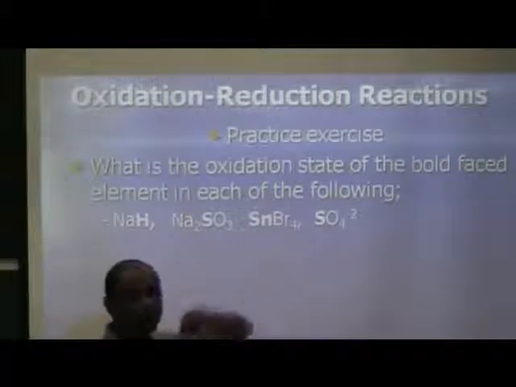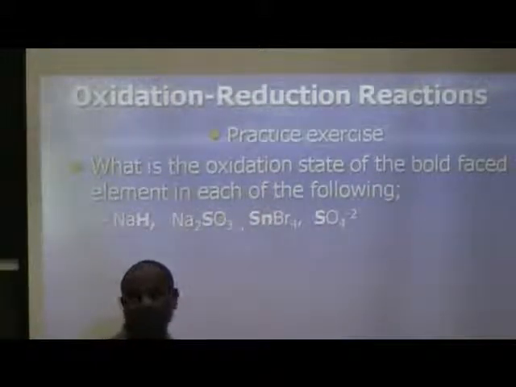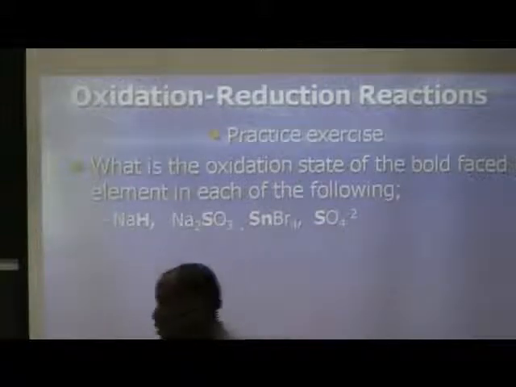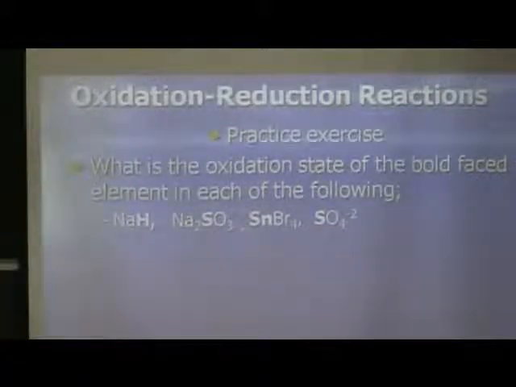How about here? What is the oxidation number of sulfur in the sulfate ion? Oh, 6.